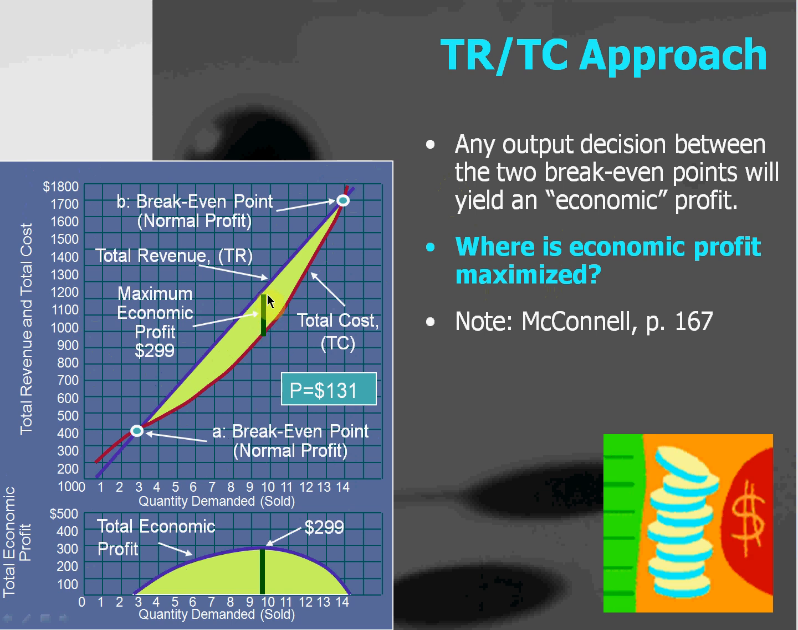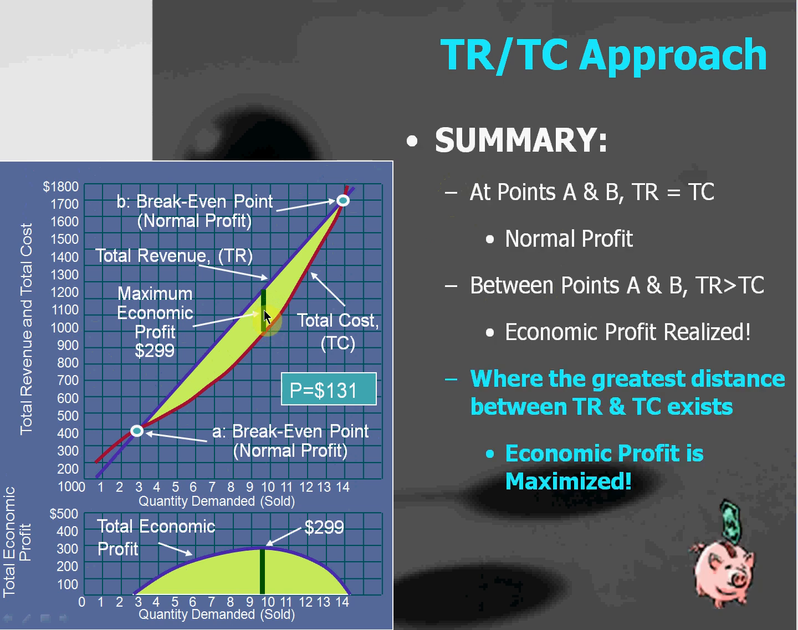For further information about this, you can refer to the McConnell text, specifically page 167. In summary, at points A and B, total revenue is equal to total cost, yielding a normal profit. Anywhere between points A and B, total revenue would be greater than total cost, thus yielding an economic profit. However, there is only one point where this profit is maximized, and that is where the gap between total revenue and total cost is the greatest.